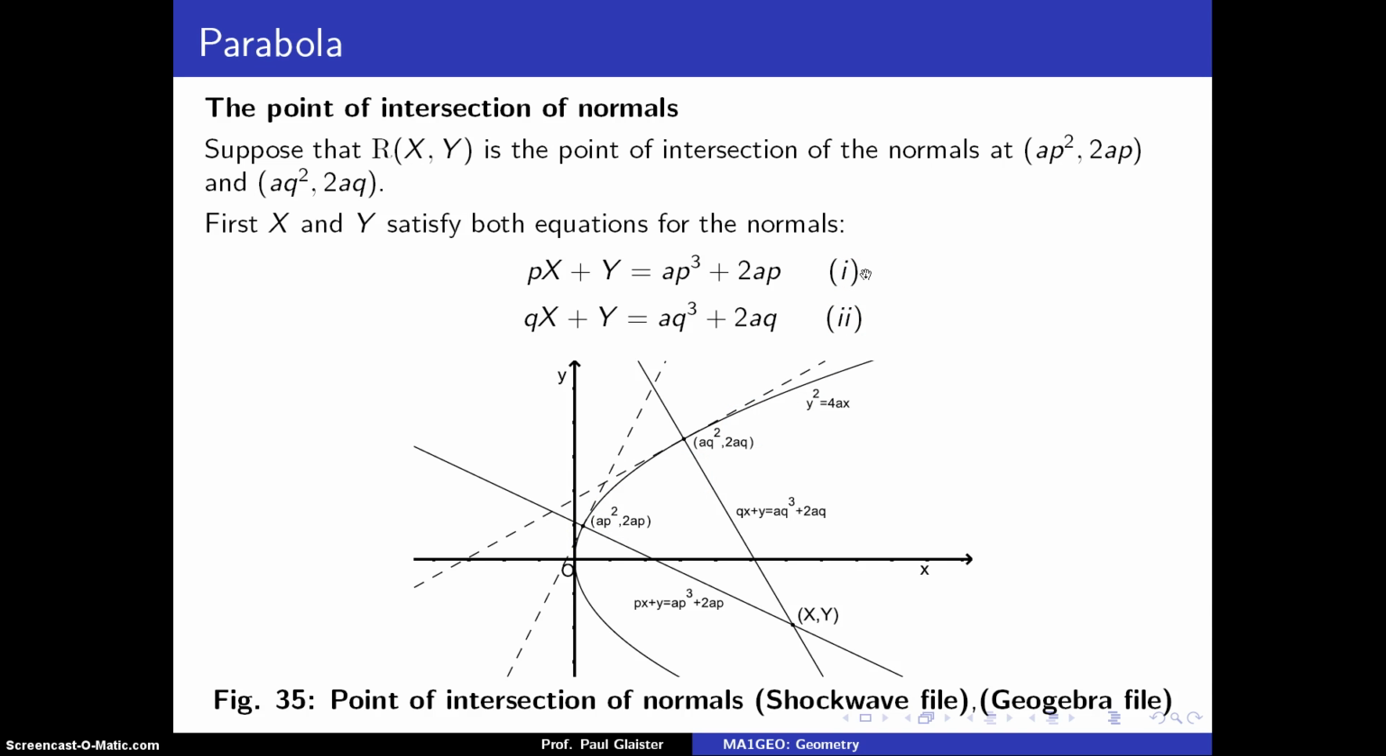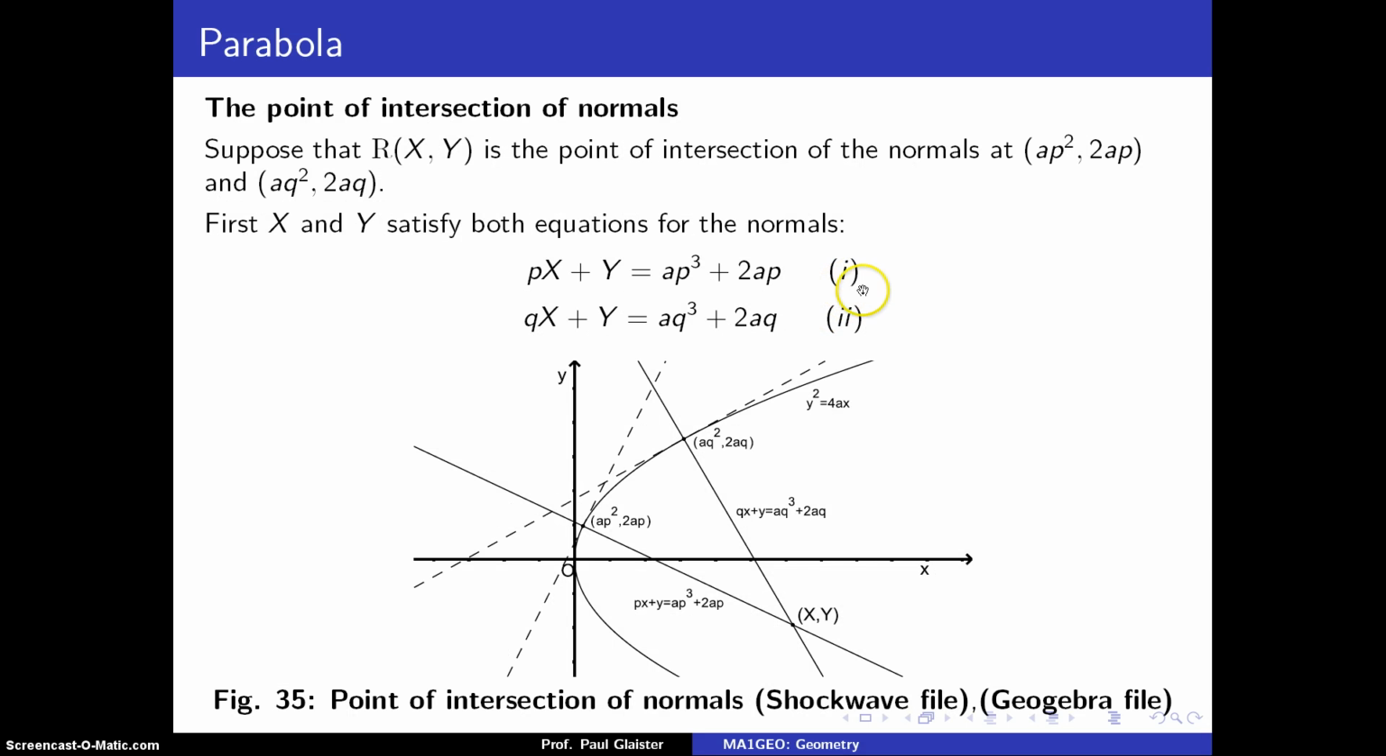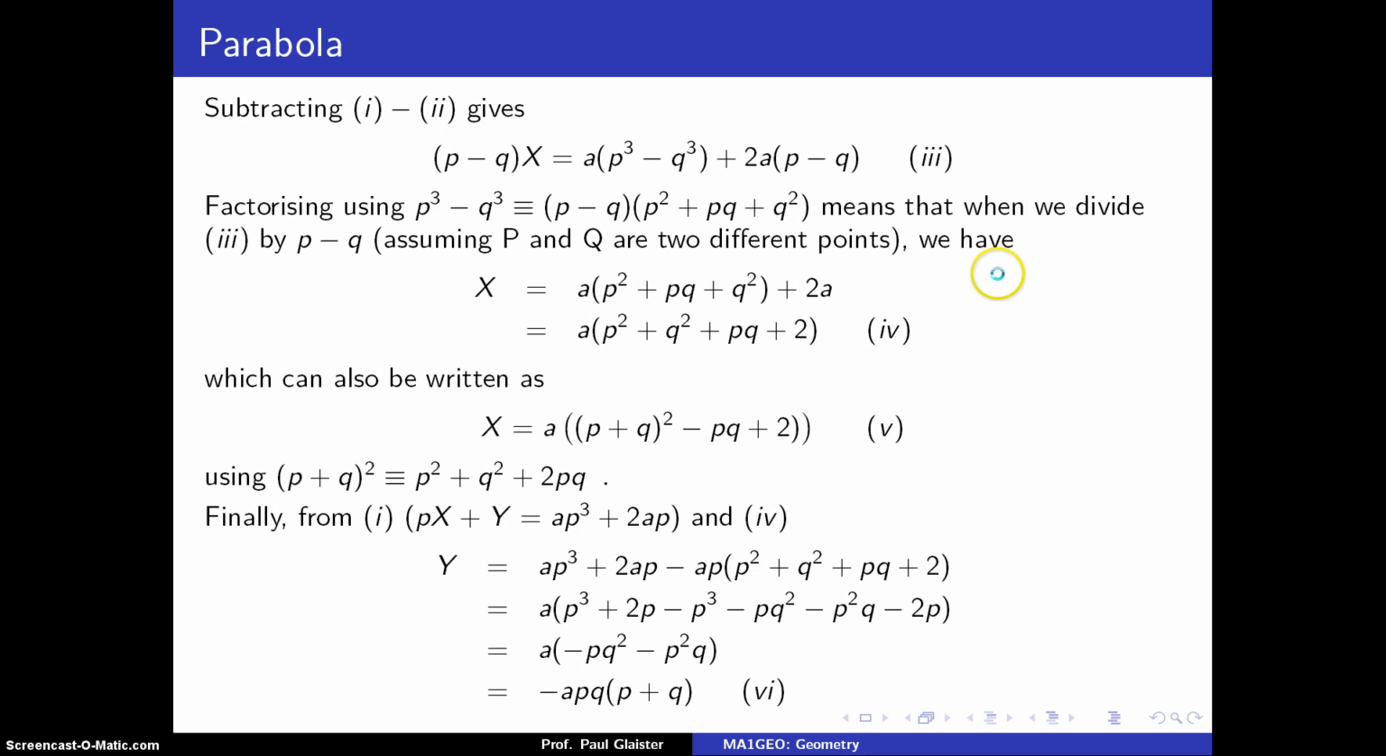That's just the equation for the normal through (AP squared, 2AP), representing the fact that capital X, capital Y lies on it. And similarly, equation 2 for the other normal also passes through the same point. So our task is, from these two expressions, to eliminate X or Y to get X and Y in terms of P, Q, and obviously A. So first of all, we can subtract the two equations as given on the previous page to eliminate the Y. If we do that, we get equation 3.